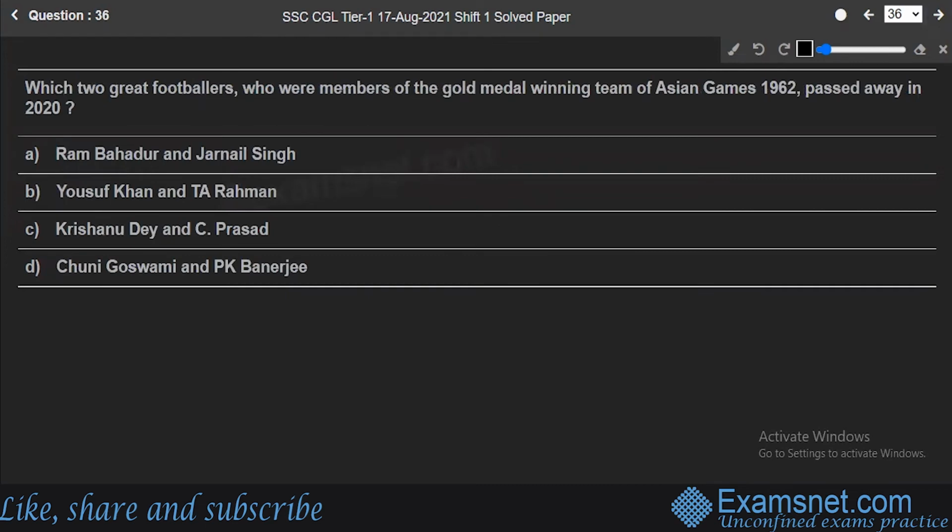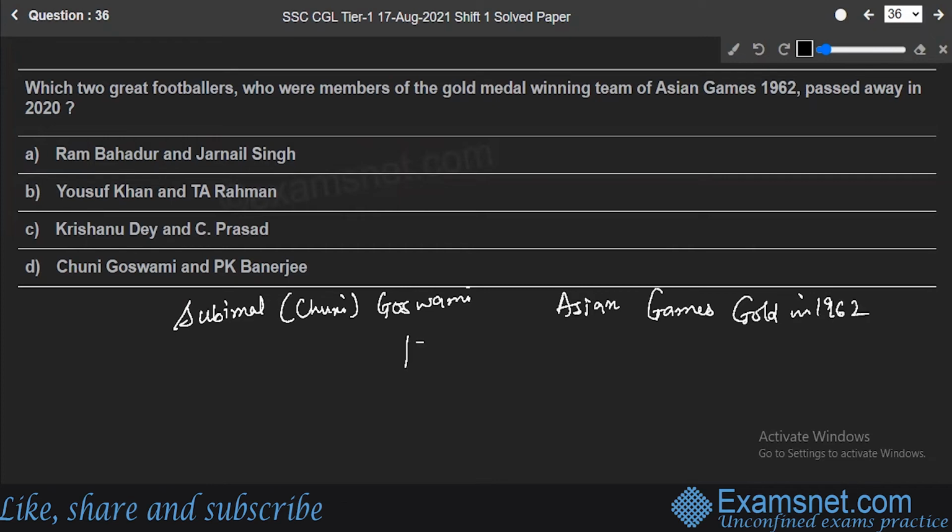Which two great footballers who were members of the gold medal winning team of Asian Games 1962 passed away in 2020? Is it Ram Bahadur and Jarnail Singh, Yusuf Khan and T.A. Rahman, Krishna Das or C. Prasad, Chunni Goswami and P.K. Banerjee? Legendary football player Subimal, better known as Chunni Goswami. He captained India to Asian Games gold in 1962.